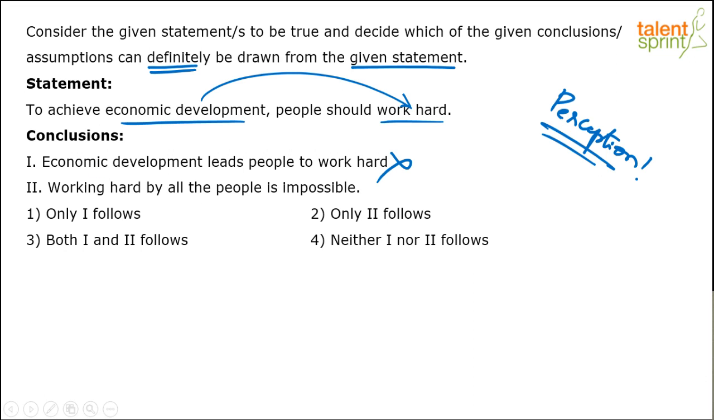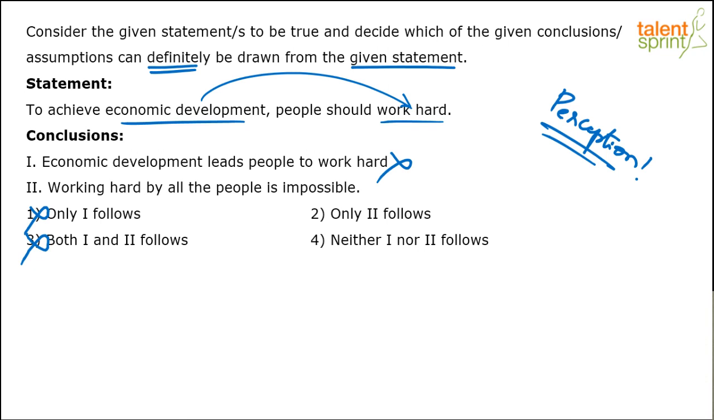So first one does not follow. So only one follows is wrong. And both 1 and 2 follows also is wrong. So even if I am not able to decide and I have to make a guess, I'll mark either option 2 or option 4 as the answer. You're getting it? Look at the next statement.